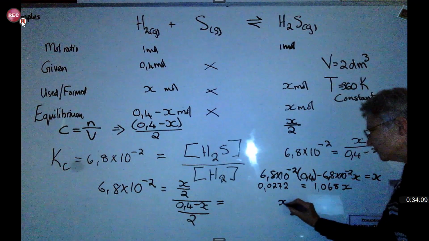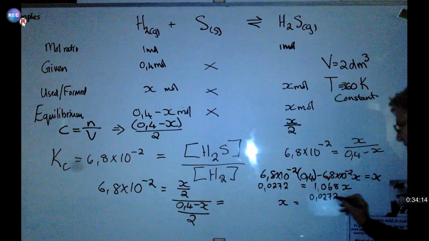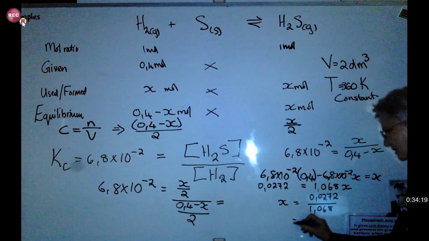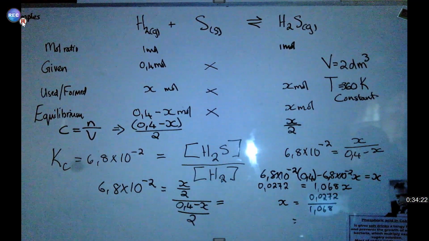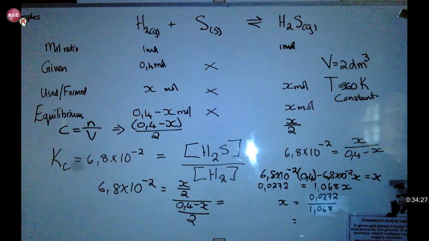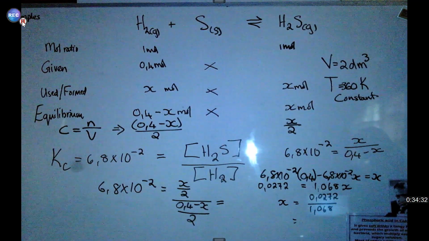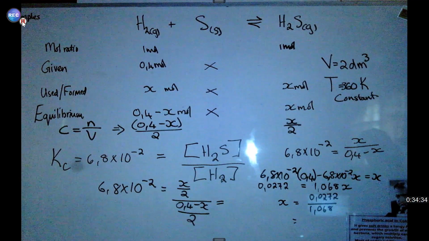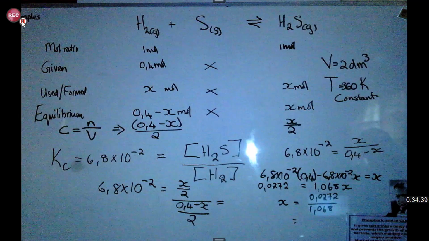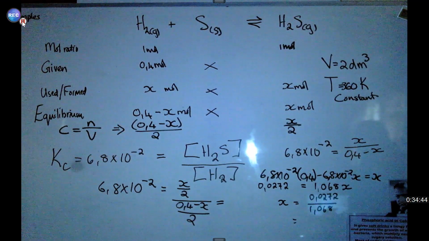So what is the value of x? The value of x would be 0.0272 divided by 1.068. What's that? 0.025.